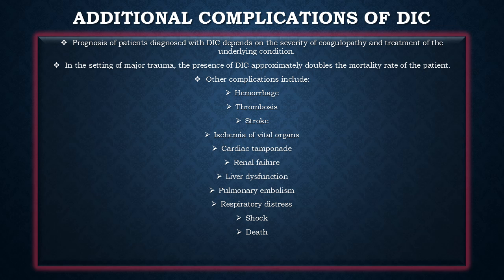Prognosis of patients diagnosed with DIC depends on the severity of the coagulopathy and treatment for the underlying condition. In the setting of major trauma, the presence of DIC approximately doubles the mortality rate of the patients. Other complications include hemorrhage, thrombosis, stroke, ischemia of the vital organs, cardiac tamponade, renal failure, liver dysfunction, pulmonary embolism, respiratory distress, shock, and death.